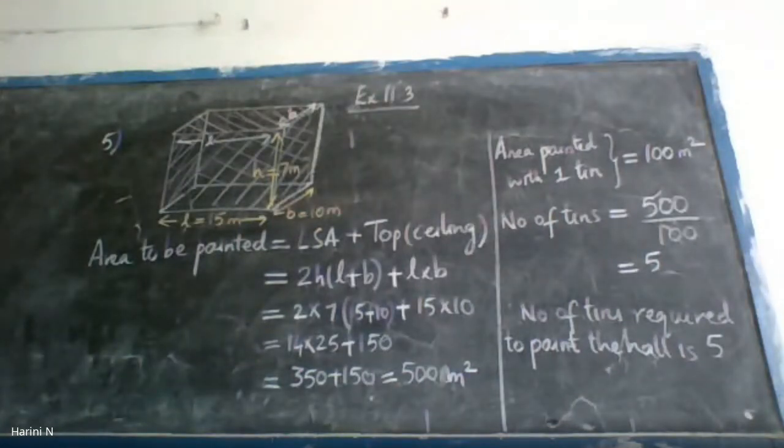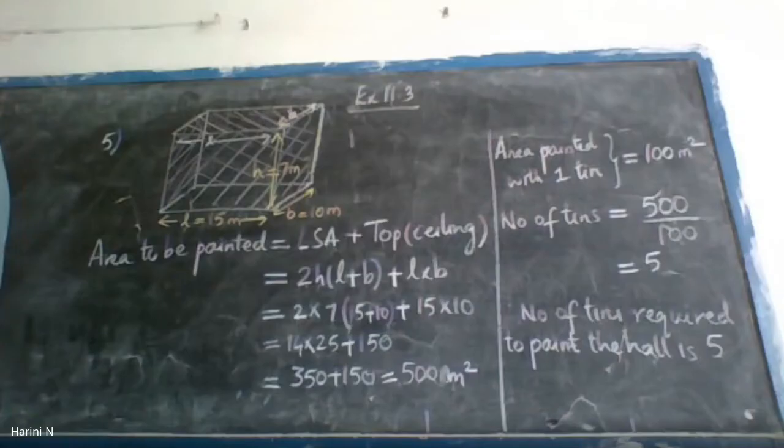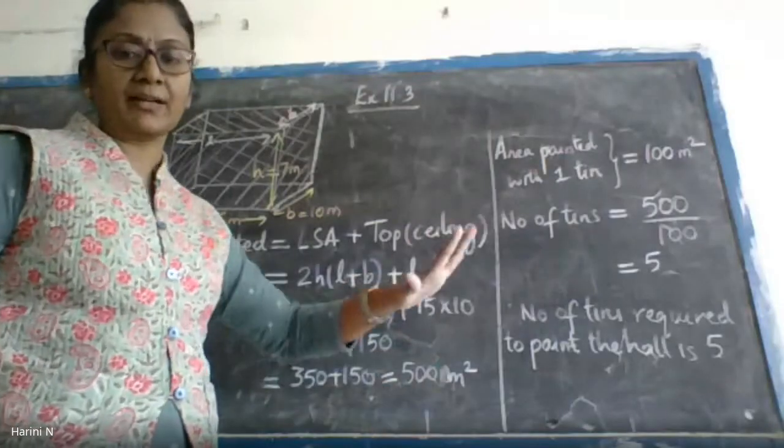Clear? Ma'am, for one tin it is 100. Ma'am, so we should write: to paint 500 meter square, you require 5 tins.